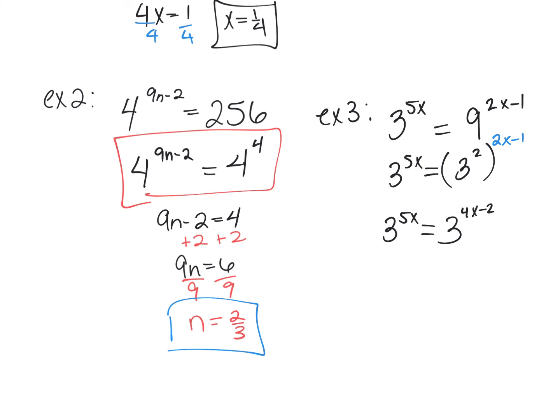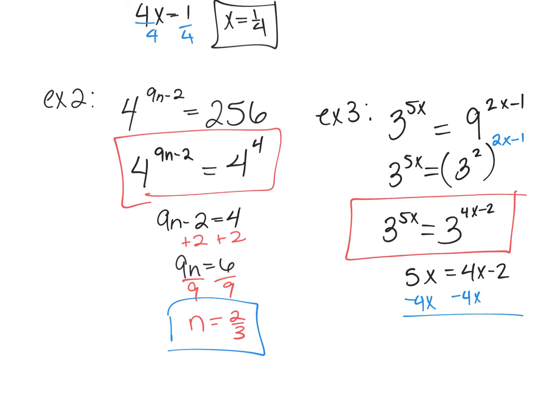So notice we're using our exponent rules that we learned yesterday. When we raise a power to a power, we multiply. Now I write the equation. This is my critical step, so I'm going to put a nice pretty box around it. 5x equals 4x minus 2. And then we can subtract 4x to get the variables on one side. x is negative 2.